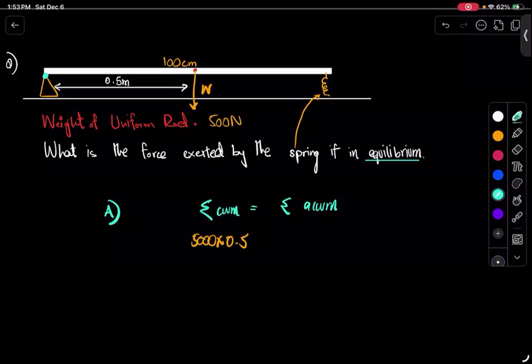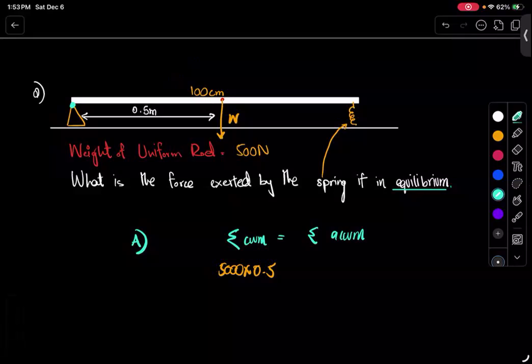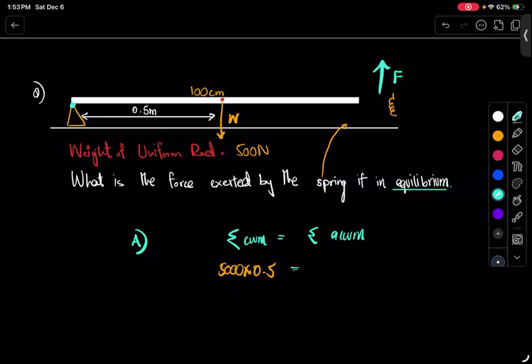We need to convert 100 centimeters to meters first, which would be 1 meter. And you just multiply that by the force from the spring. We need to find that. Where is the force on the spring, by the way? Is it like this or in the other direction? Like this? Yep, that's right. It's going to be like this, because imagine that if the spring was not over here, then this entire beam would fall down like this, right?